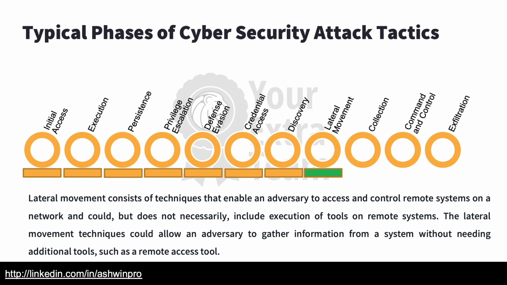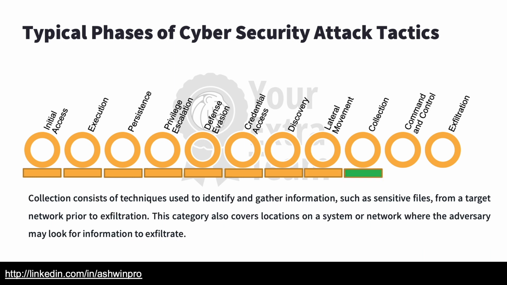Once I know the systems and I'm able to figure out which is the crown jewel of that particular organization, I try to laterally move to that system. To do that, I don't really need any additional tools in most cases, because the operating system comes with a lot of tools to connect remotely. Once I have access to the crown jewel system, the next thing I want to do is collect the sensitive files or any information I want from that particular system.